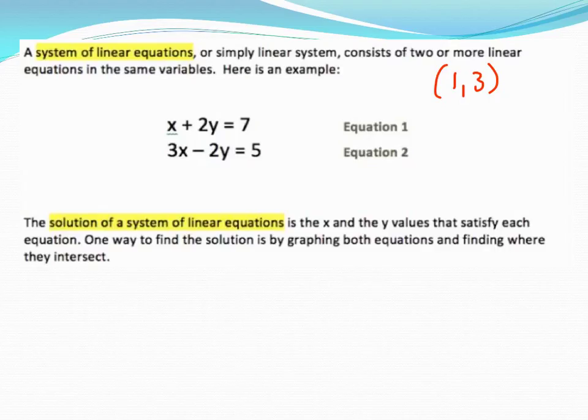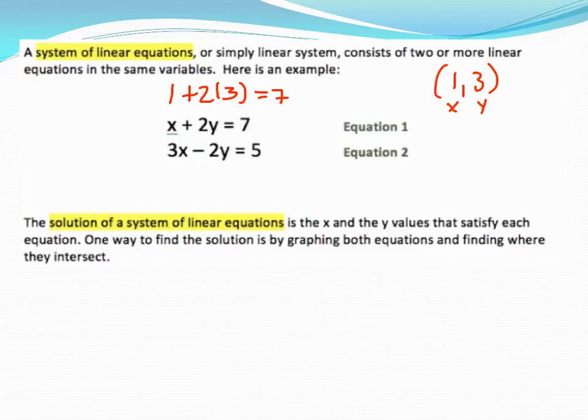So for example, if I take this point of (1, 3) and plug it in here: this value of 1, remember, represents x, and this represents y. So if I take the value of 1 and plug it in for x, and take the value of 3 and plug it in for y, I'm going to get this: 1 plus 2 times 3 equals 7.